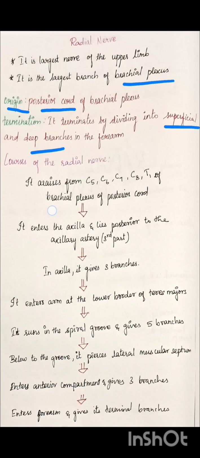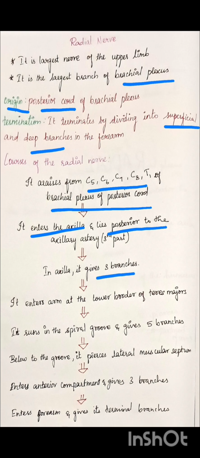First, it arises from the posterior cord of the brachial plexus. The root values are C5, C6, C7, C8, and T1. It arises and enters the axilla. In the axilla, we have the axillary artery, which is the main content of the axilla. The radial nerve lies posterior to the third part of the axillary artery. Then in the axilla, it gives three branches. The branches of the radial nerve, we will see later.